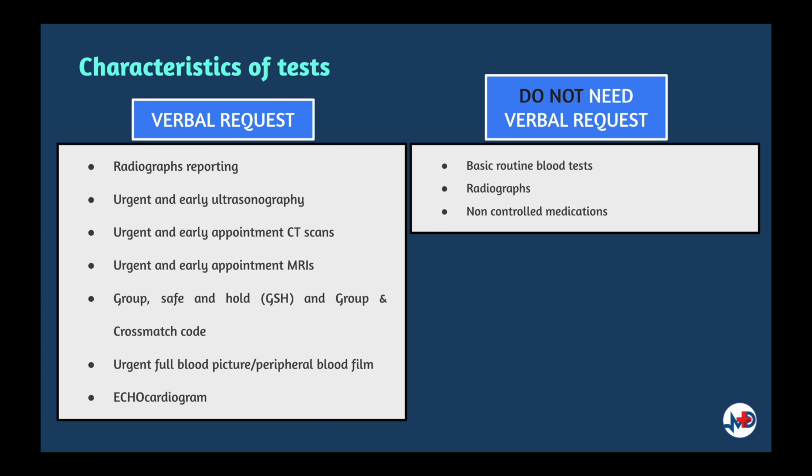Now, these are examples of tests that require verbal communication or approval: radiograph reporting, early and urgent ultrasounds, CT scans, MRIs, group save and hold and group cross-match, urgent full blood picture or peripheral blood film, as well as an echocardiogram. And as for the tests that do not require verbal requests, they are basic routine blood tests, radiographs, and non-controlled medications.